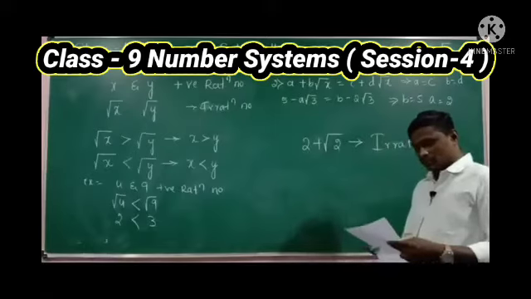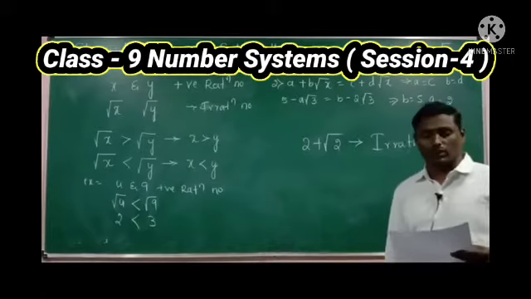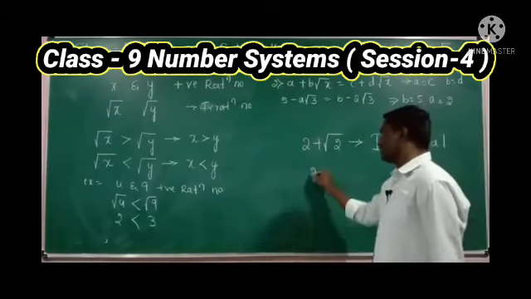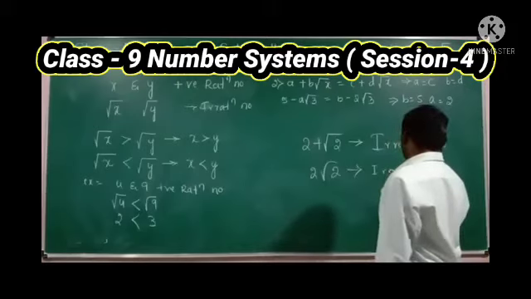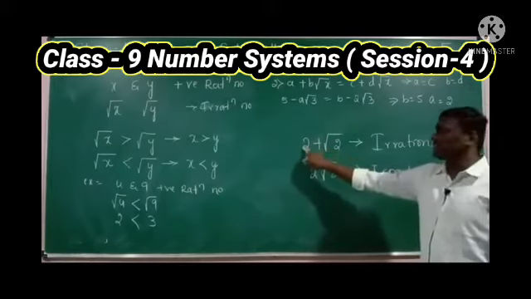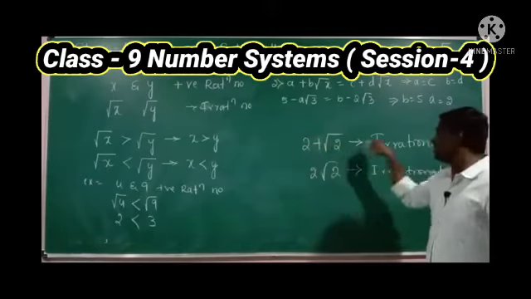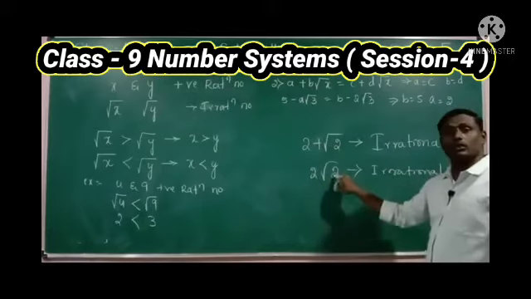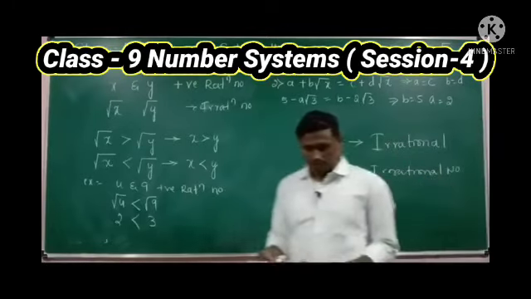See the next property: the product of a non-zero rational number and an irrational number is always an irrational number. It means 2 root 2 is an irrational number. Here you are observing 2 is a rational number and root 2 is an irrational number. The sum of these two is irrational, and the product of these two is again irrational. Next one.